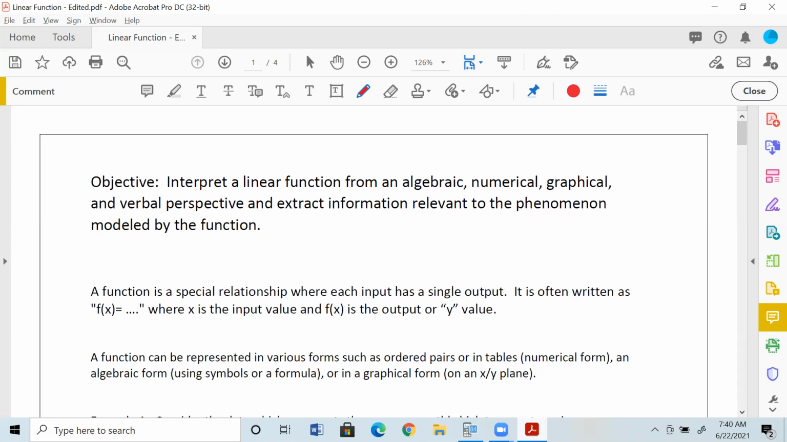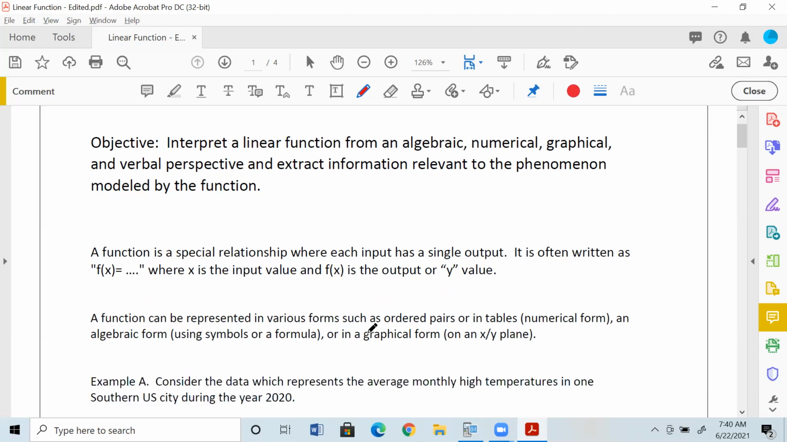Let's begin by talking about what a function is. A function is a special relationship where each input has a single output. It's often written as f of x equal to something. X's are used to show the inputs and f of x's are used to show the outputs. Anytime we see an f of x, it is the same thing as seeing a y value.